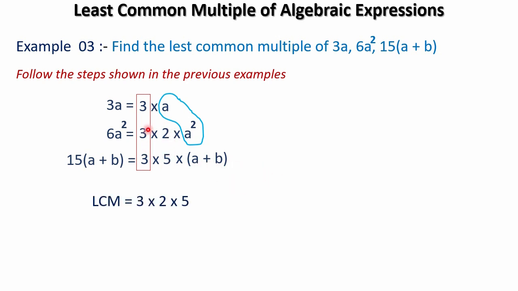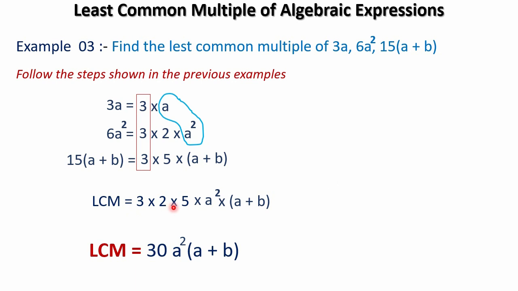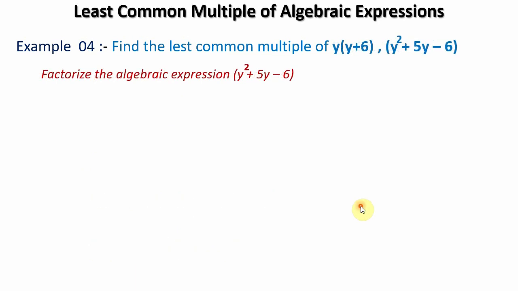Then the LCM becomes, if you consider only the numbers, 3 and 2 and 5. We don't have powers in this case. And the algebraic terms, a square comes here and a plus b. So if you simplify this, 3 into 2 into 5, 30, a square into a plus b. So fourth example, now we have to find the LCM of y into y plus 6, and y square plus 5y minus 6.